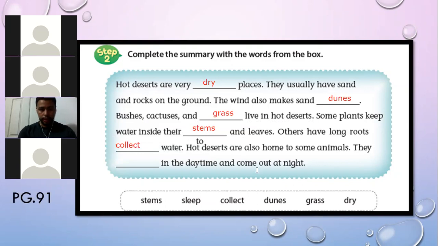All right. Hot deserts are also home to some animals. Okay. And the last one, who has the answer? They sleep in the daytime and come out at night. Okay. Then the information repeats again, one more time. Yes. Okay. Sleep.